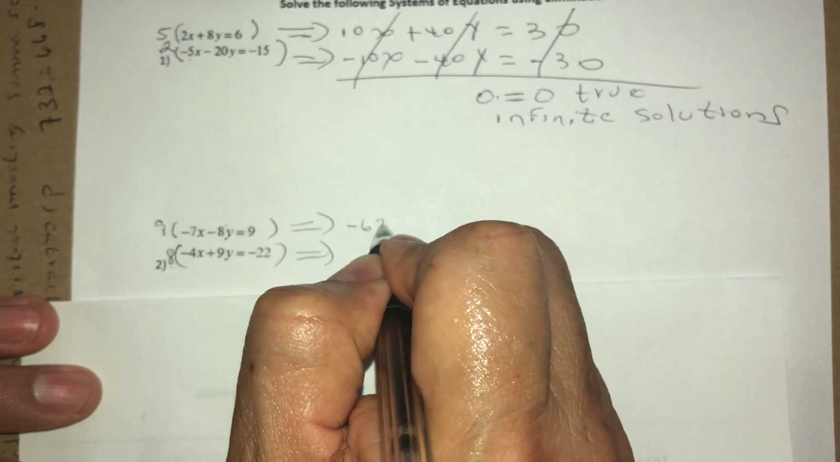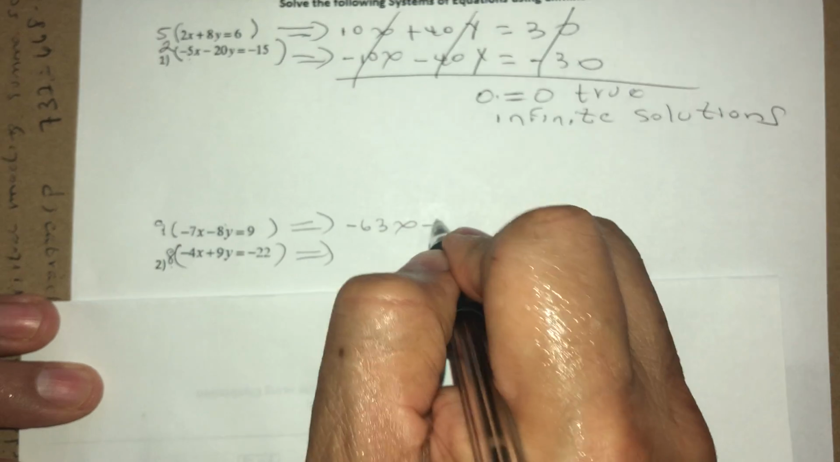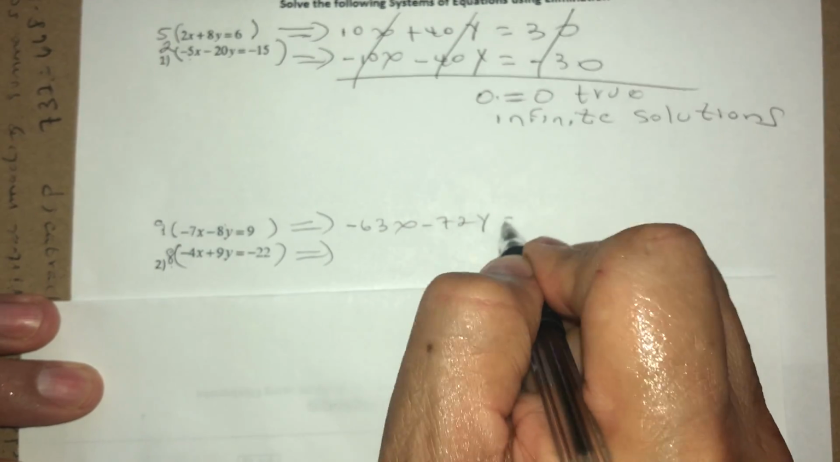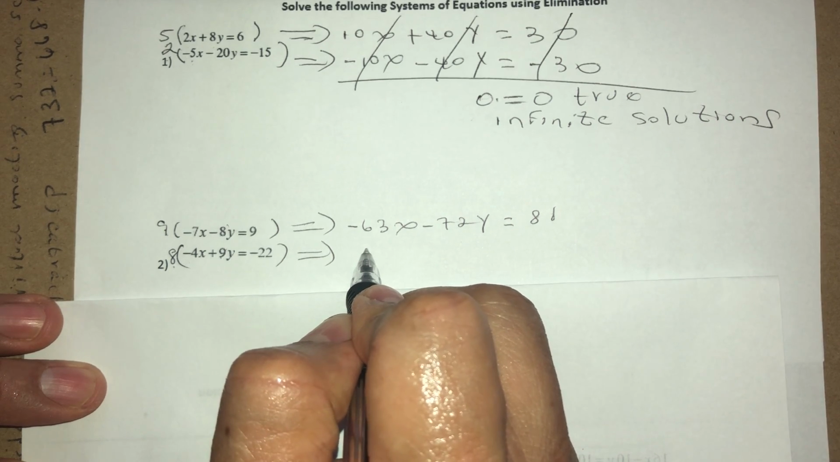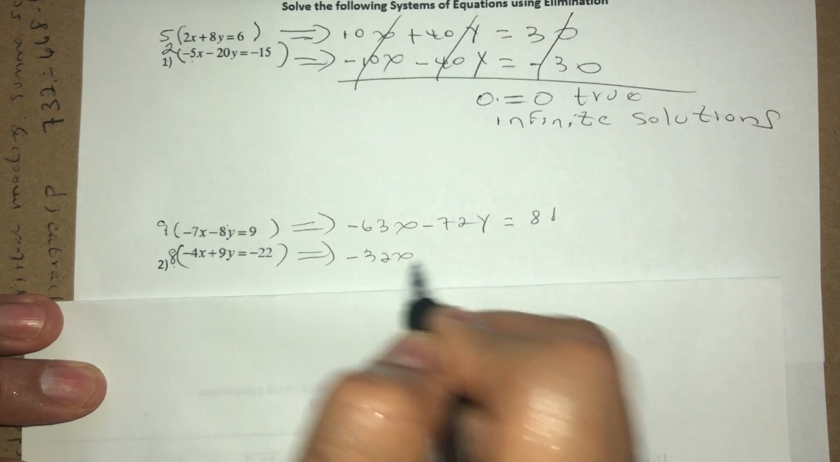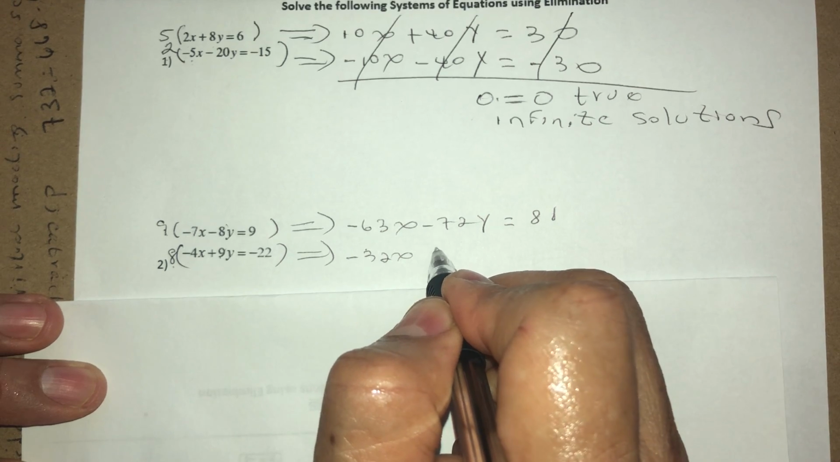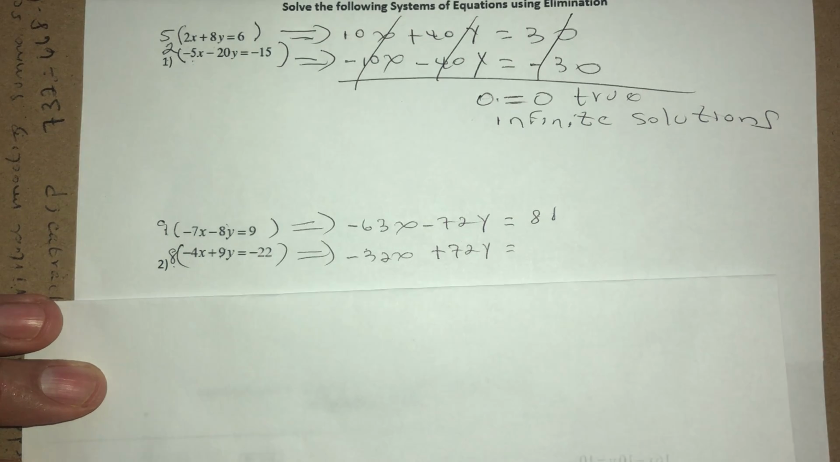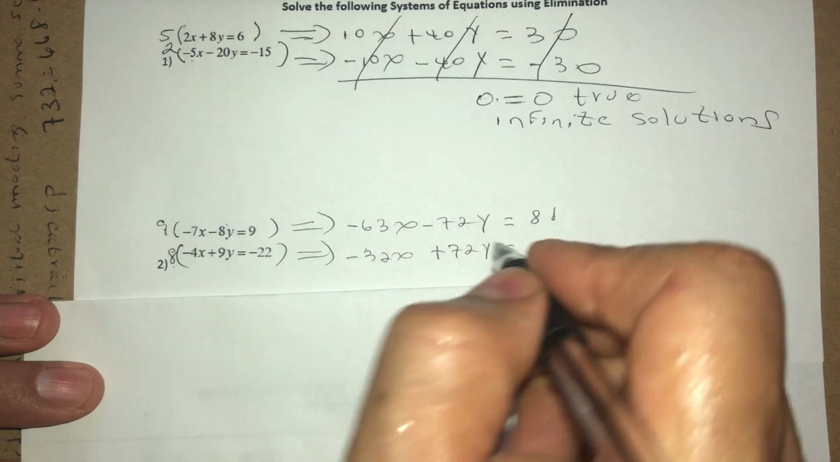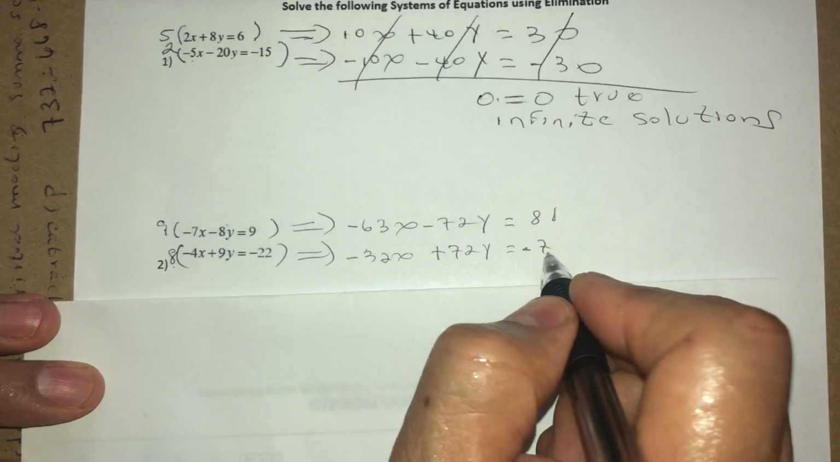So let's just distribute. If you distribute, you're gonna get negative 63x minus 72y equals 81. And on the bottom, you're gonna get negative 32x plus 72y equals, I think that's 176 if I'm not mistaken. Hold on, let me do that. 22 times 8, yes, it's negative 176.